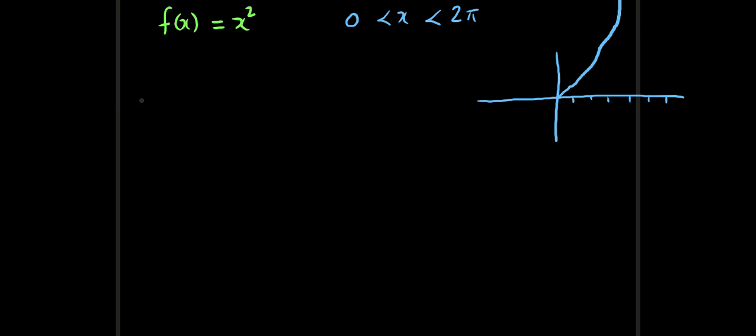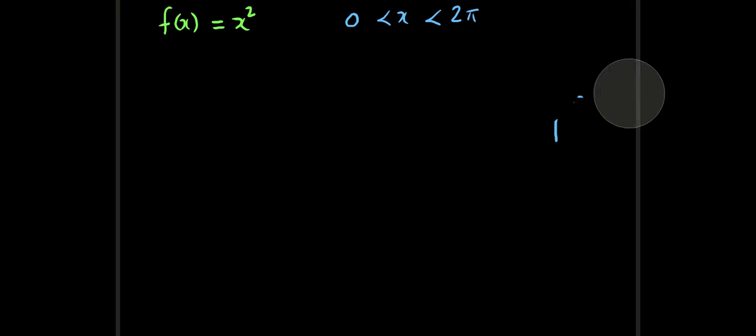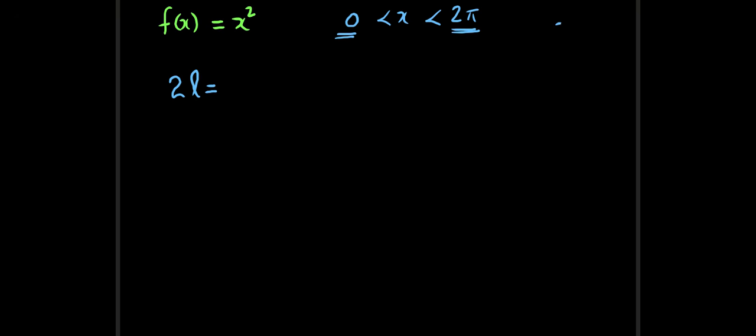Given any question, the first thing to do is note the length. And remember, in the formula, length is 2L. So I'm going to write 2L is equal to the upper limit, 2 pi, minus the lower limit, 0, and 2 pi minus 0 gives me 2 pi. So 2L is equal to 2 pi, and that gives me L equal to pi. I'll put it in a box.